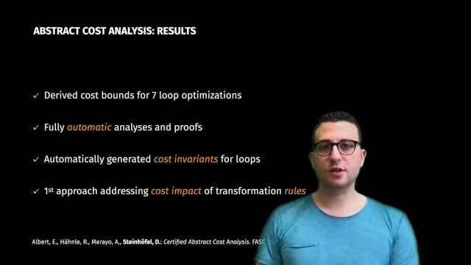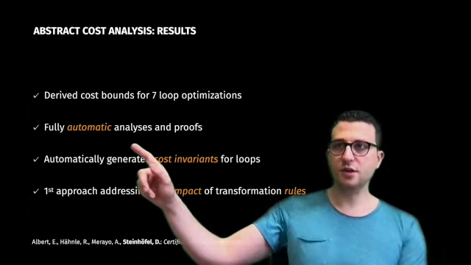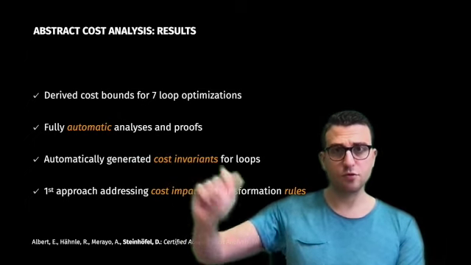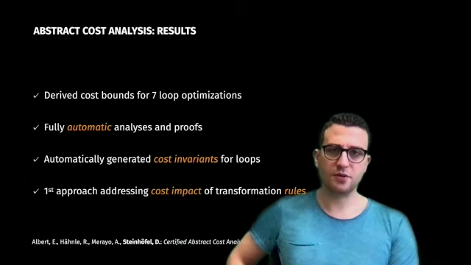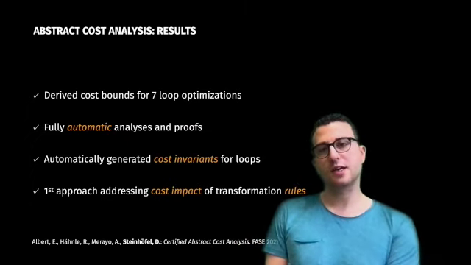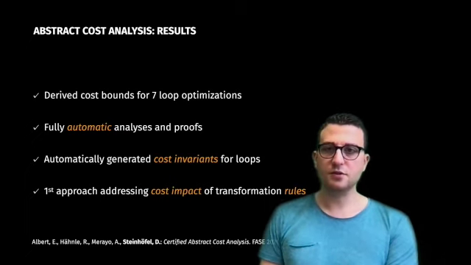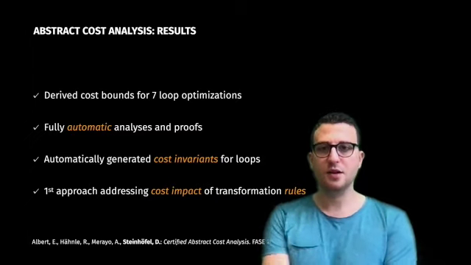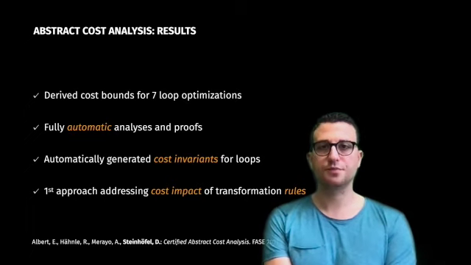In this case study, we had a look at 7 loop optimizations, so all examples were with loops. Even though we have fully automatic analysis and proofs, it is not clear that this works, but the cost analyzer was able to give us really good feedback on the required annotations for our abstract program models, including the cost invariance. And this was not only the first approach to automatically address the cost impact of transformation rules, but the first approach to do so at all. So this is quite an interesting result here.